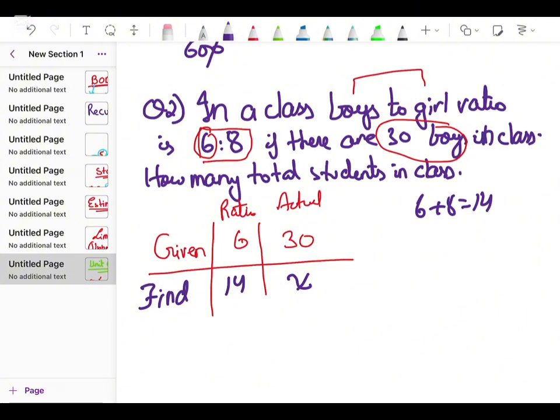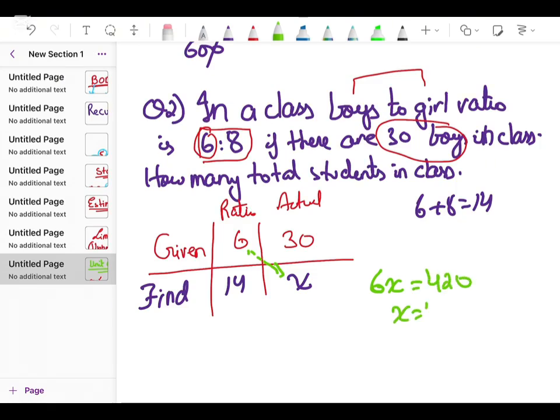That's a simple thing. Now what we need to do is just cross multiply it, and you will get the answer. 6 multiplied by x will give 6x. Now multiply 30 by 14. So 30 multiplied by 14 will give us 420.